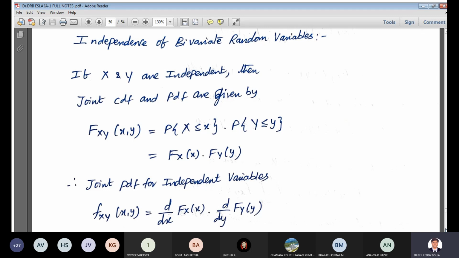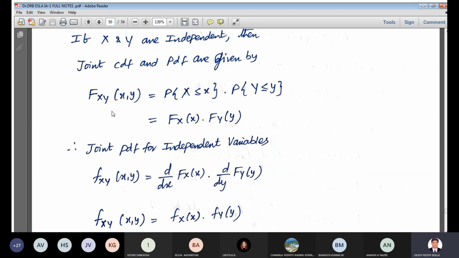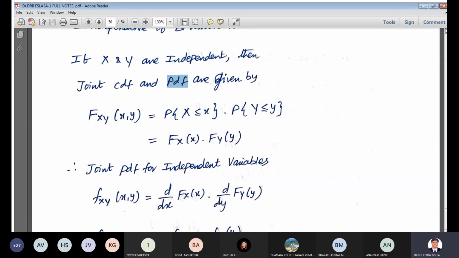Very simply, we can say that if the cumulative value of x and y together equals the x value times the y value, then we can say it is independent. If you want to find the x and y CDF, you write capital F, that is CDF. When you write small f, that is PDF. So we are trying to see the CDF and PDF independence of the random variables, if they are independent in nature.